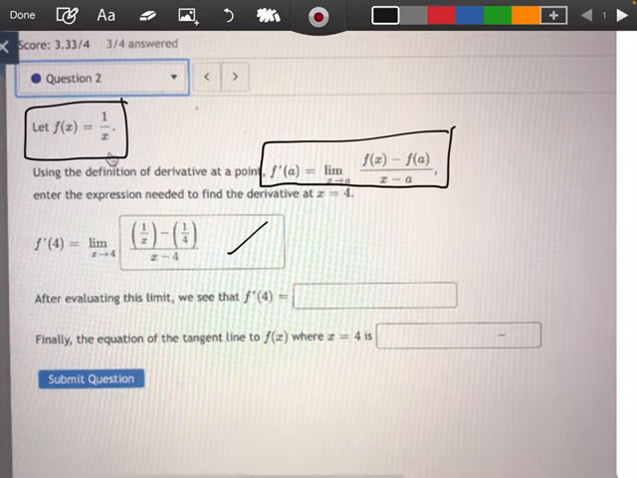So that part looks good. What we're going to do is see if we can evaluate the second and the third part here, okay? So let's do this. We're taking the limit as x approaches 4 of 1 over x minus 1/4 all over x minus 4. So let's do that on the next slide, okay?